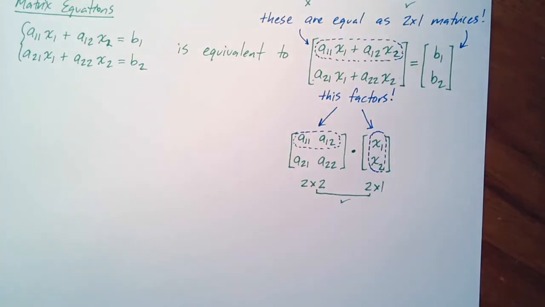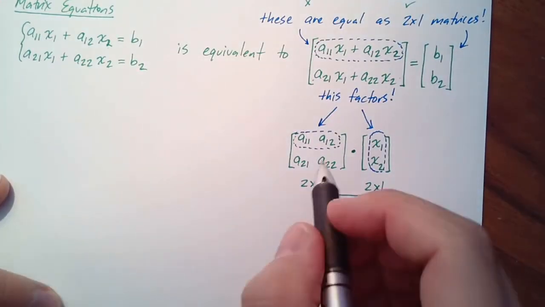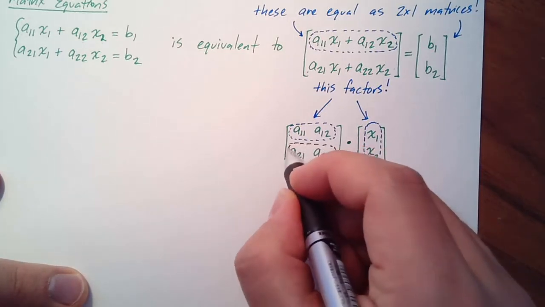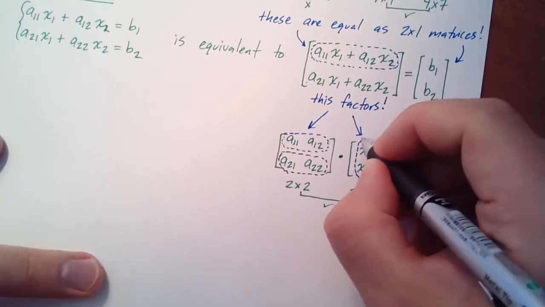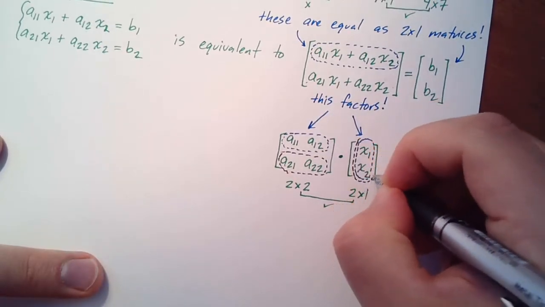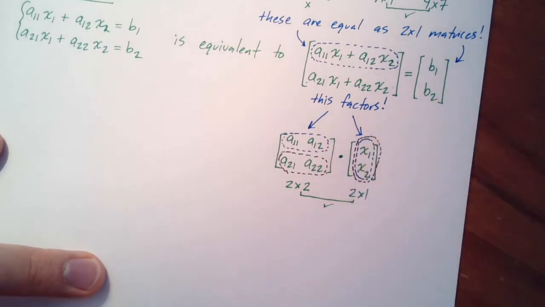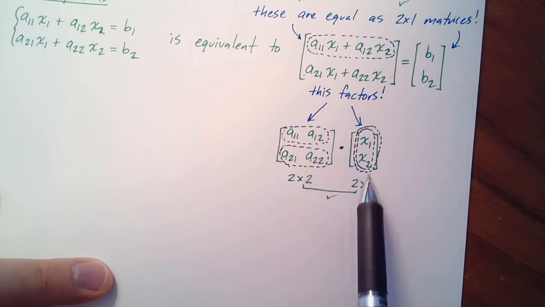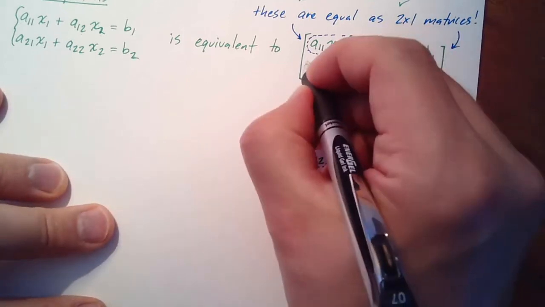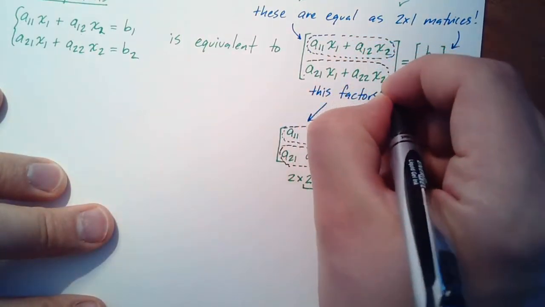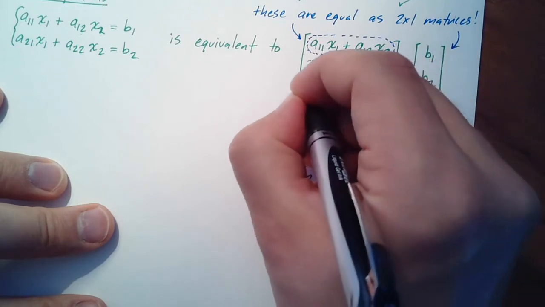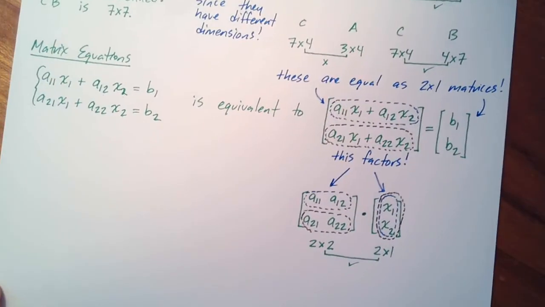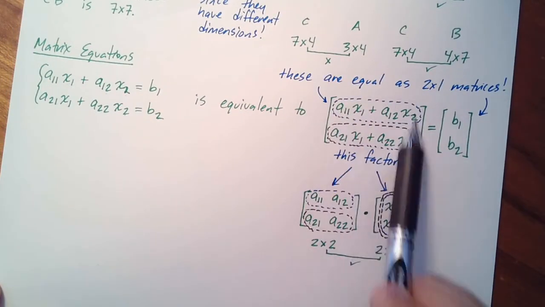And the other entry, it's the same thing. I'll use black for this one. If I take the second row of the left-hand factor and I multiply it by the only column on the right-hand factor, I'm going to have A21 times x1 plus A22 times x2. That's exactly what this is. It's exactly the second entry in this matrix here. So that's how you can confirm that this product actually gets you this.